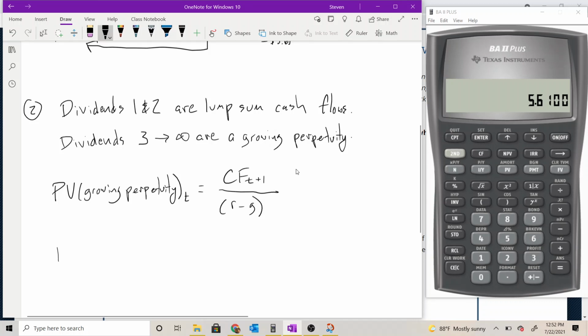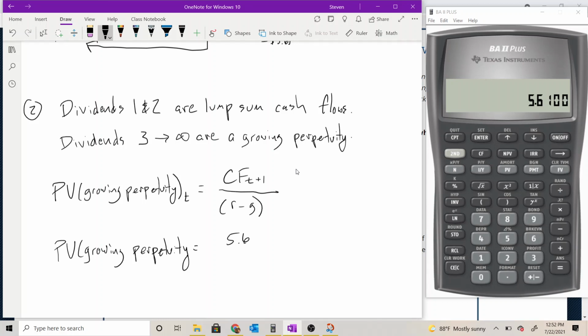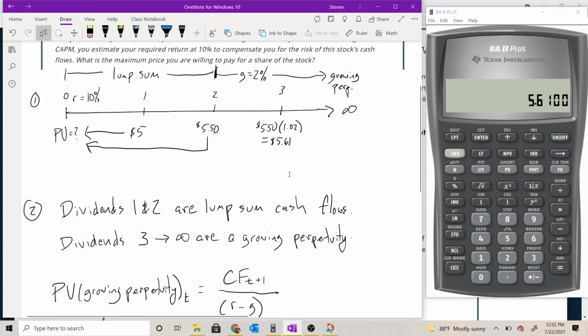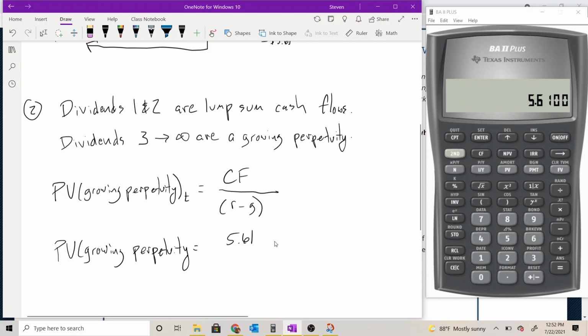So let's fill this thing out for that actual cash flow. For us, that $5.61, that happens at the end of year 3 on our timeline, right here. So if we were to plug in actual numbers instead of variables to our general formula, that's cash flow 3 that we're plugging in. That means we're getting the present value of this perpetuity 1 period before that. It's going to be at the end of year 2.